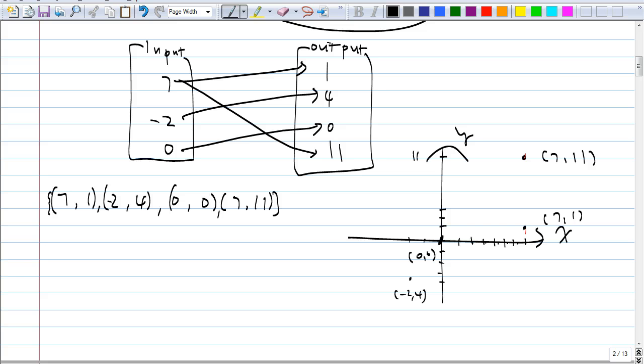Yeah, so 7, remember, had 2 outputs. That's why. Remember, we don't write them twice, so we only write it once. Even though we had 4 ordered pairs, for inputs there are 3 of them. There are 3 domains and 4 range. But you could see by the arrow, right? 7, 1, and then 7, 11 represents 2 of those points. Good question.